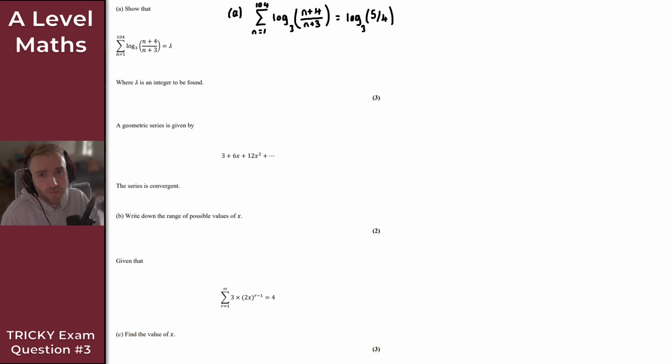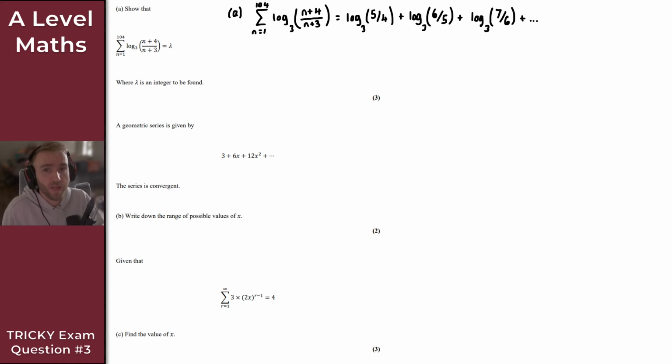My second term then, well, my numerator will increase by 1. The same will apply to my denominator, right? So I get log of 6 over 5, again base 3. The third term here is going to be log 7 over 6, and again base 3. And this would just keep going on and on up to the very last term here.